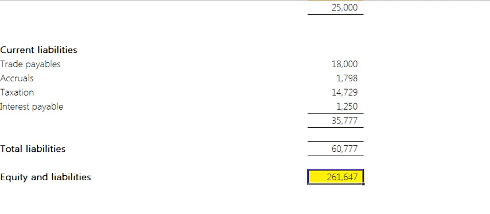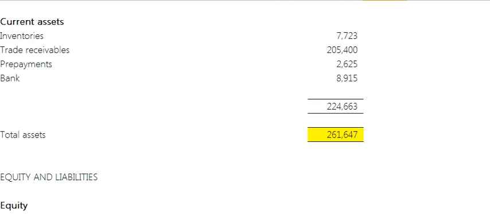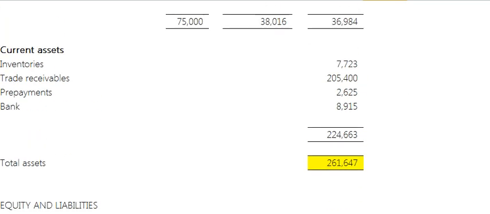261647. Put it in yellow because that figure and your total assets should be 261647, and it is. And then you know that your accounts pretty much should be accurate. That's it, done.